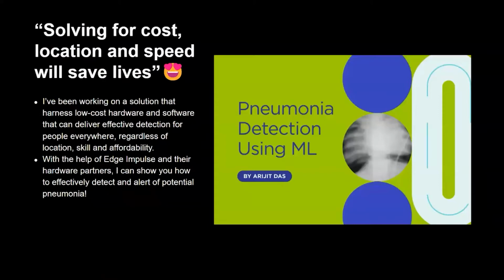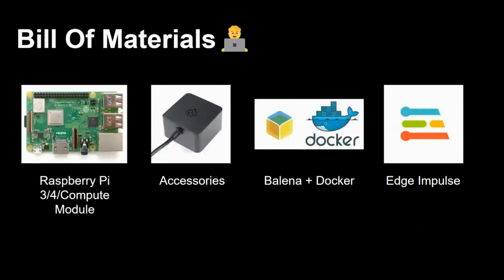With the help of software and their hardware partners, I can show you how to effectively detect and alert of potential pneumonia. So, the stuff that we need for today's demonstration are a Raspberry Pi 4 or a 3 or a compute module, and we need accessories for them. And on the software side of things, we will have to use Balena, Docker, and Edge Impulse.